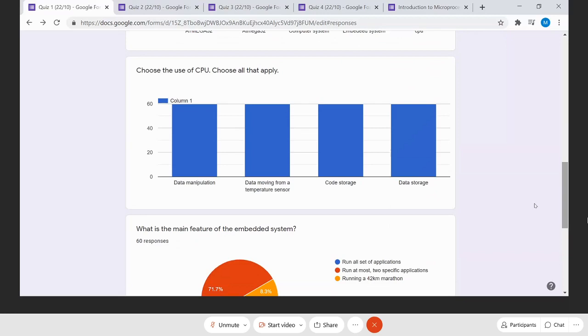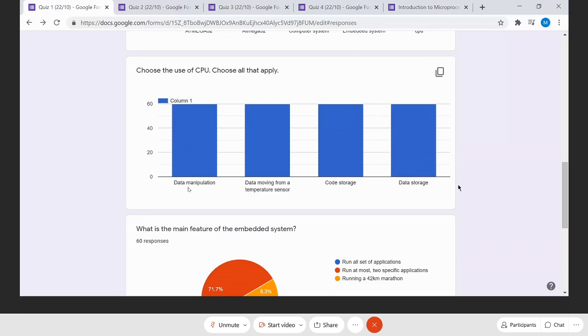Now, the use of CPU. Okay, this one is okay. I made a mistake, so I will correct it later. So the use of CPU is okay. Somebody please answer, what's the answer? Data manipulation. Yes, that's actually data processing, right? And another one is data storage.